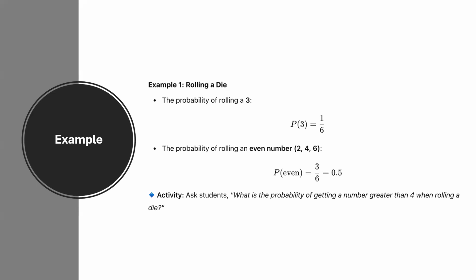Now I want all of you to answer the question that is available on your screen. What is the probability of getting a number greater than 4 when rolling a die? You have 3 minutes to solve this question. I want everyone to participate. Please answer this question. It'll help you check your knowledge, how much you have understood so far.